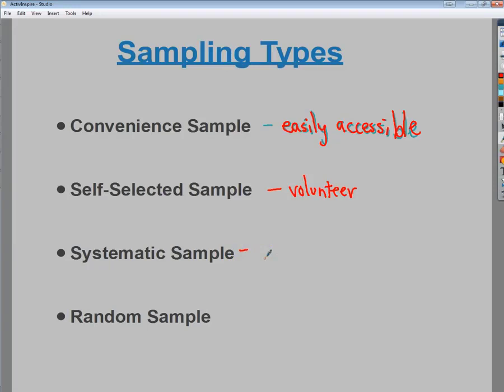A systematic sample is a little bit more realistic. It has less bias in it. In this case, you want to order the population, and then you want to pick people at random intervals.